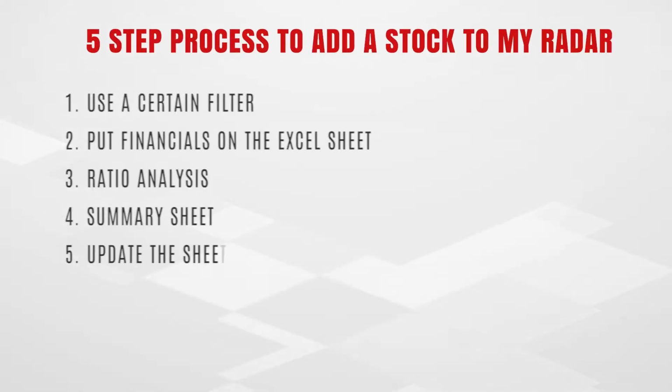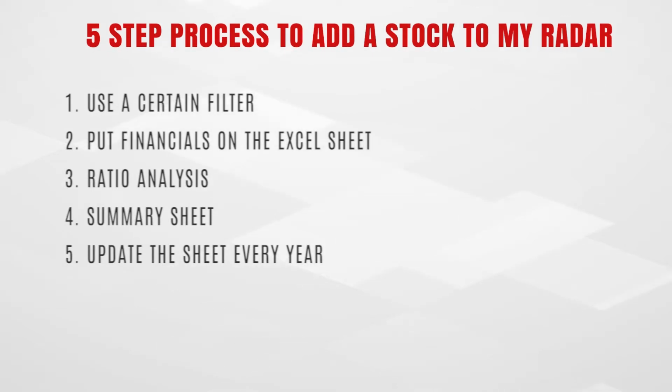This is the 5-step process that I use to add a stock to my radar. And that is how I track my investments. I track my watch list. Number 1 is I use the filter to pick a company. Number 2 is I put the financials in an Excel sheet. Number 3, I do some ratio analysis, the basics. Number 4, I have a summary sheet where all the data is available. And number 5, I update this framework every single year.